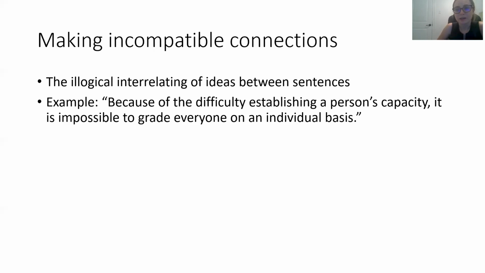Making incompatible connections, and what we mean by this here is the illogical interrelating of ideas between sentences. Example: because of the difficulty establishing a person's capacity, it is impossible to grade everyone on an individual basis. So here we have the first clause, because of the difficulty establishing a person's capacity, and then we have the second point, it is impossible to grade everyone on an individual basis.